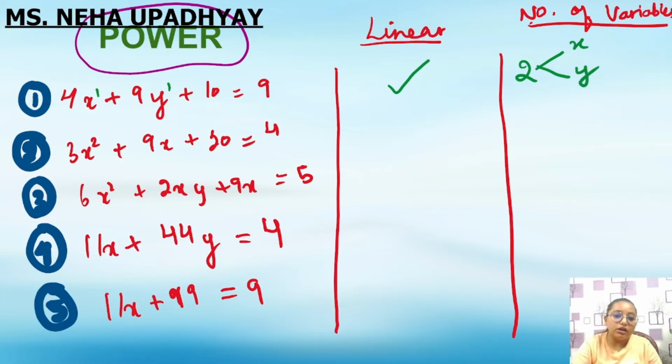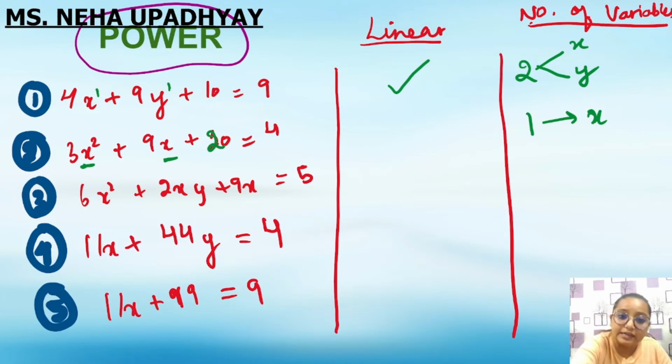Very good. Now, if we talk about the second question, 3x square plus 9x plus 20 equal to 4. First, tell me the number of variables. How many variables do we have? We have only one variable, and that is x. Yes or no? X is the variable. Here also we have x. Here also.